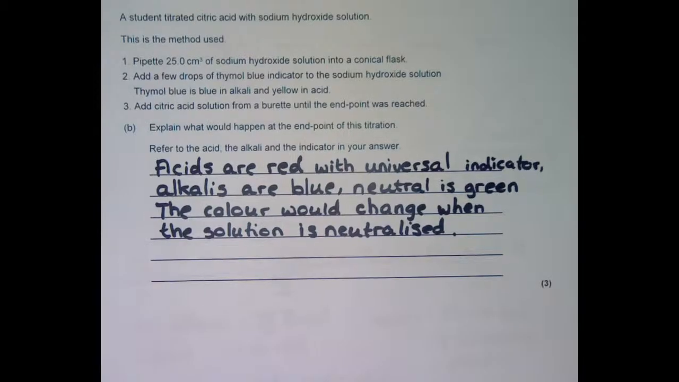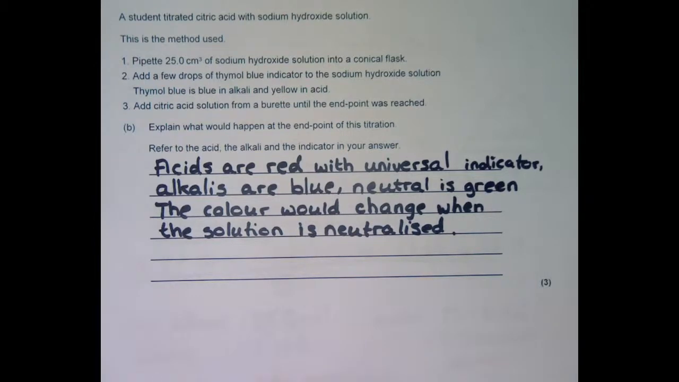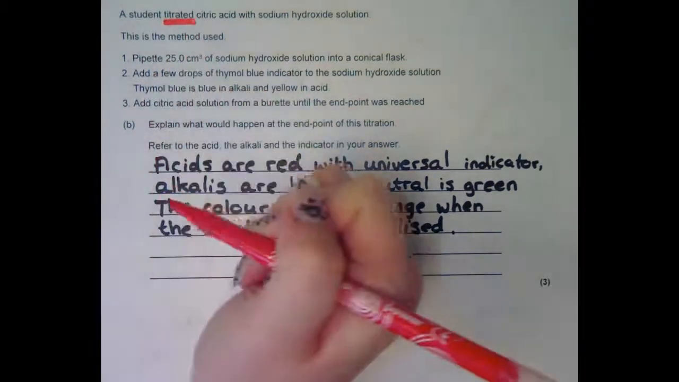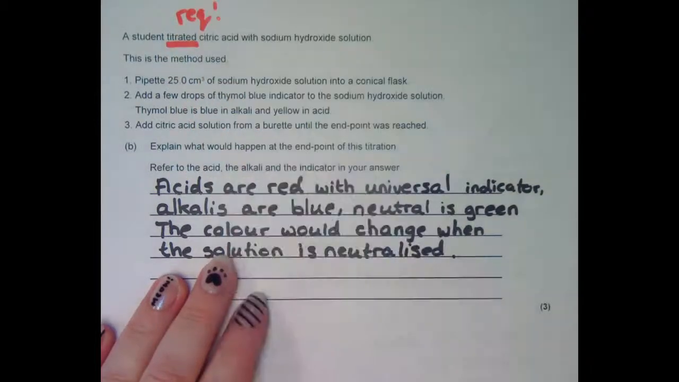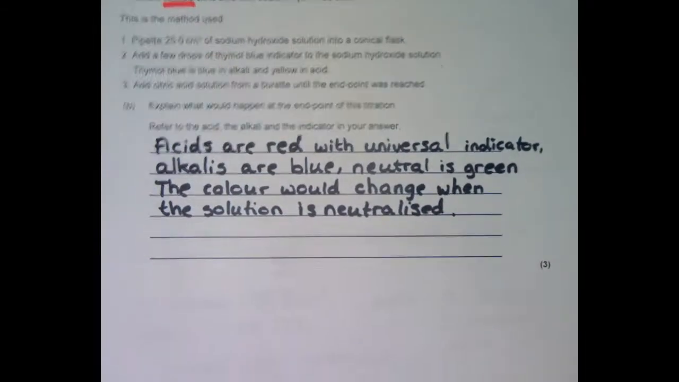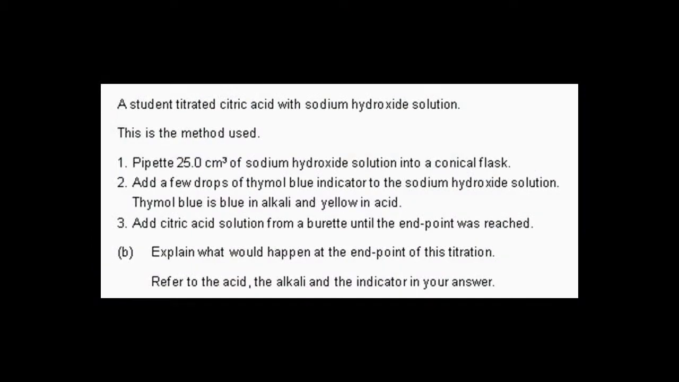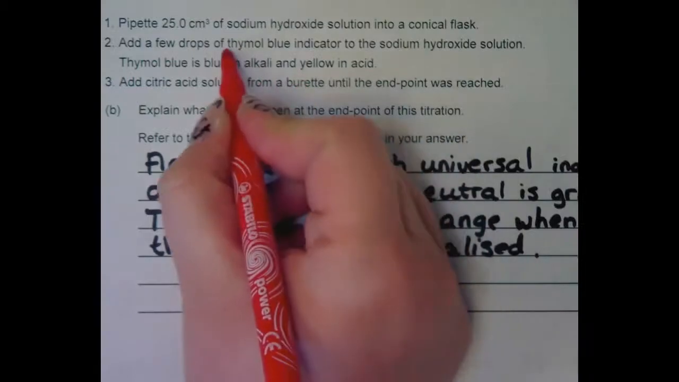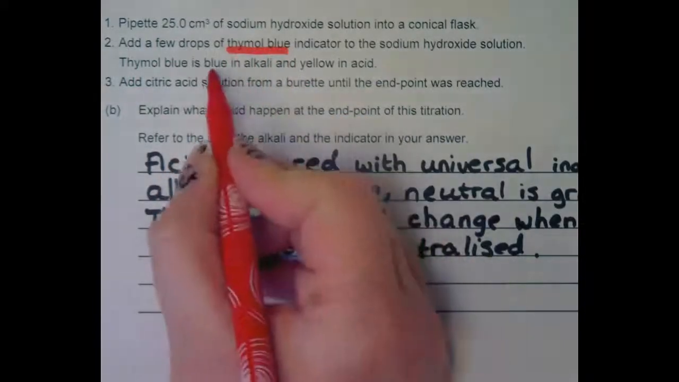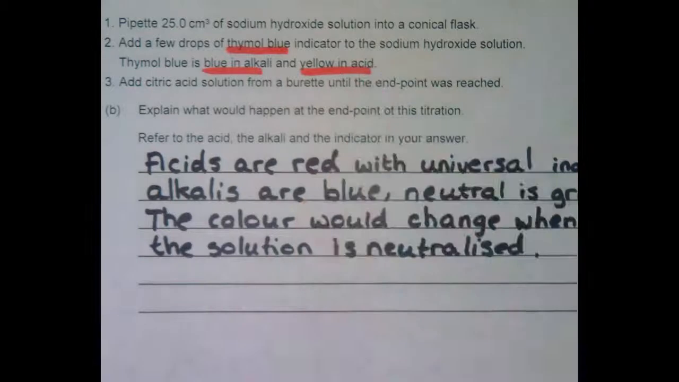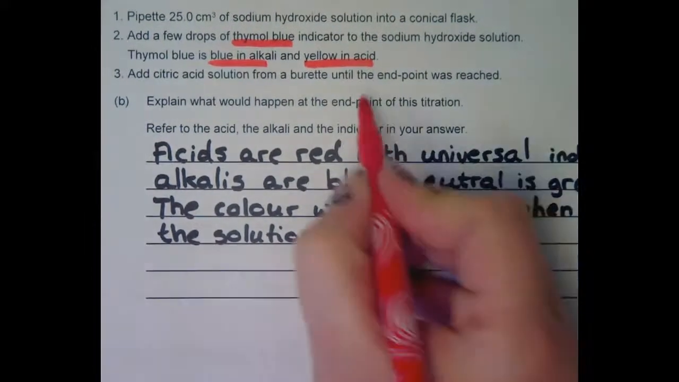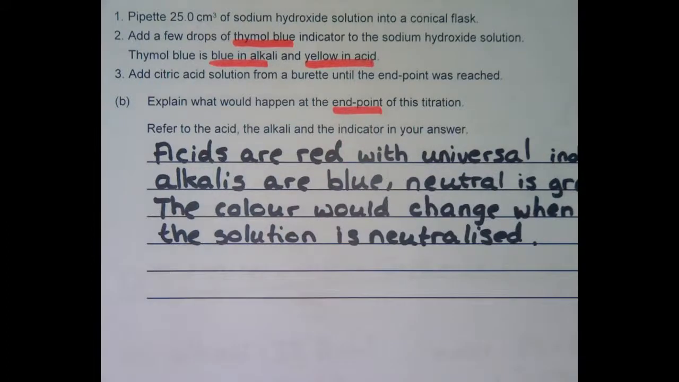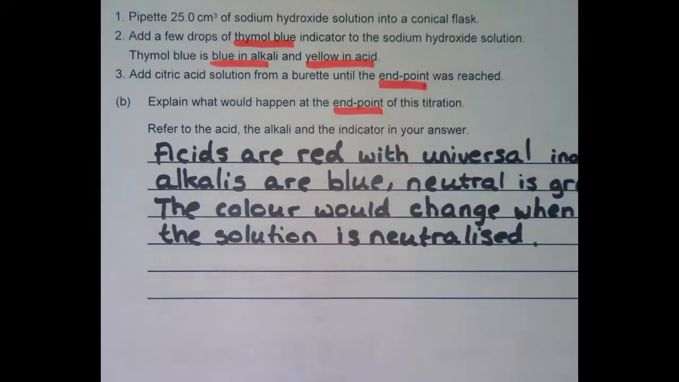Next, a student titrated citric acid with sodium hydroxide solution. Titrations are very important. They come up on lots of papers. They are a required practical, and so is the consequent calculation. This describes a method that somebody used. They have used thymol blue indicator, and it's stated here that thymol blue is blue in alkali and yellow in acid. They've added citric acid from the burette until an endpoint is reached.